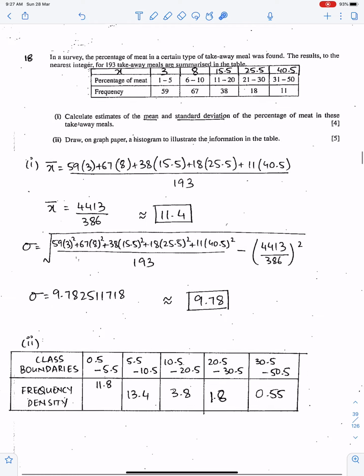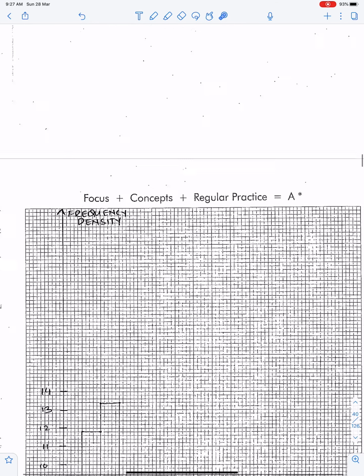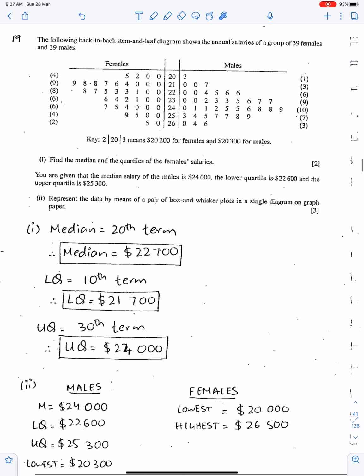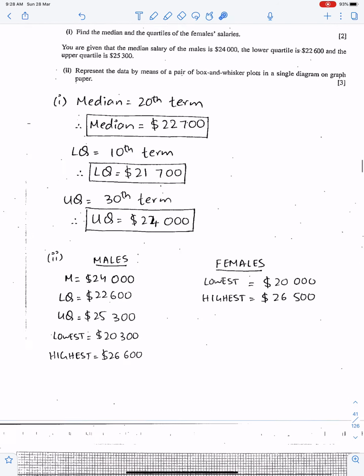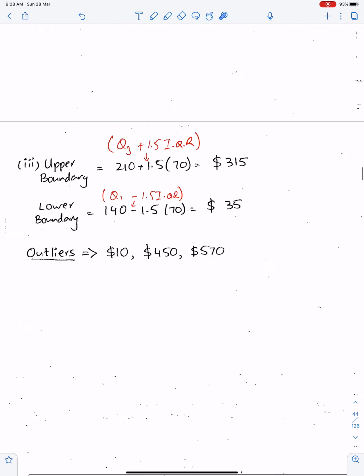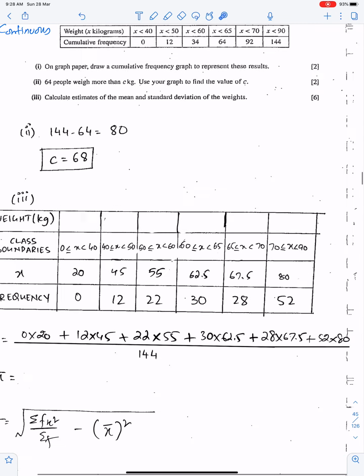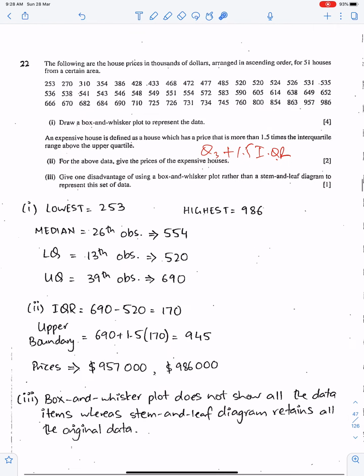Now I will take the important questions only. Again, this is scaled. See, this 22 means 20 and this 2 means 22 double zero. So double zeros were scaled. We already have done this question.